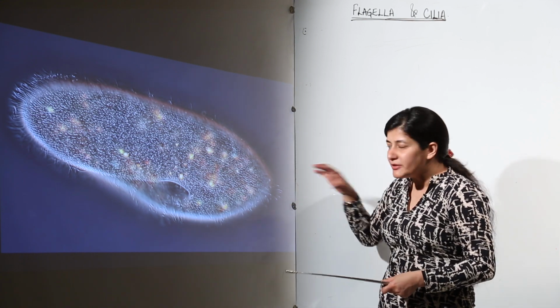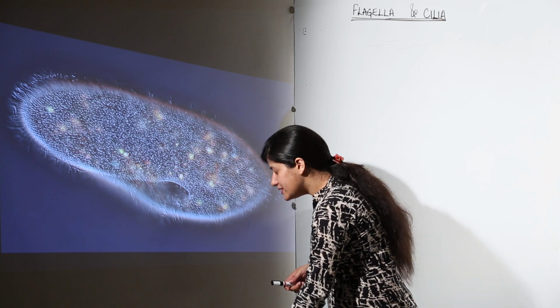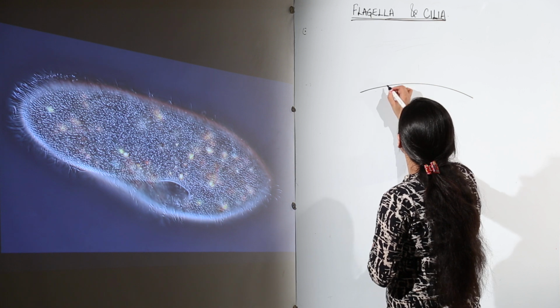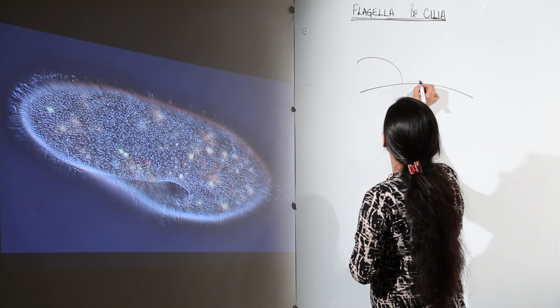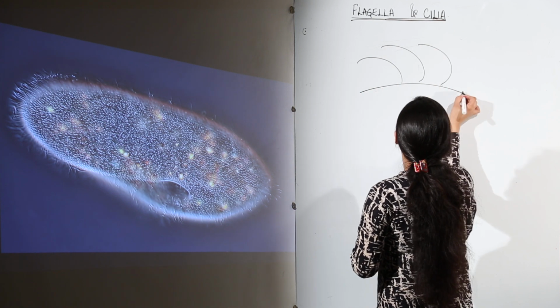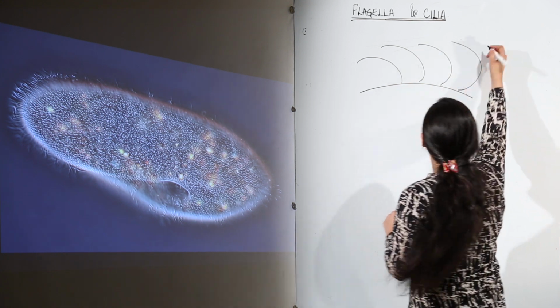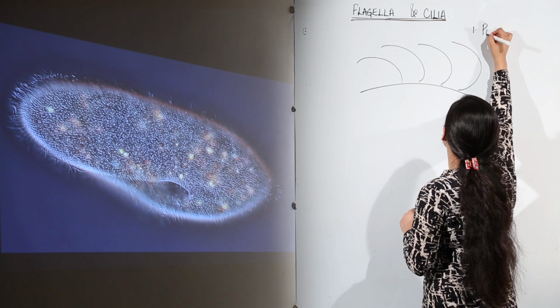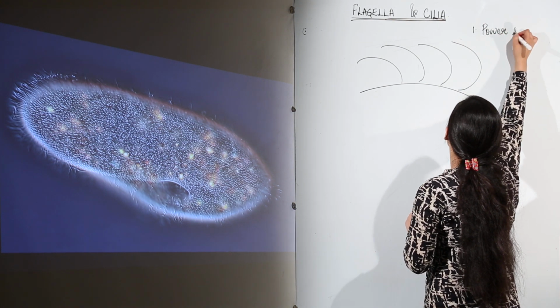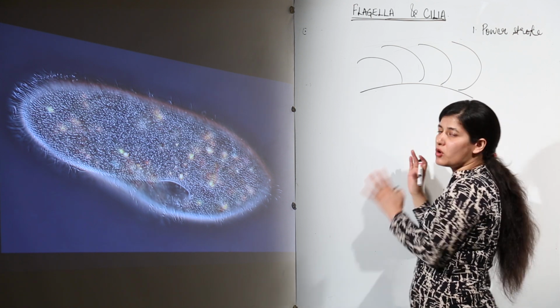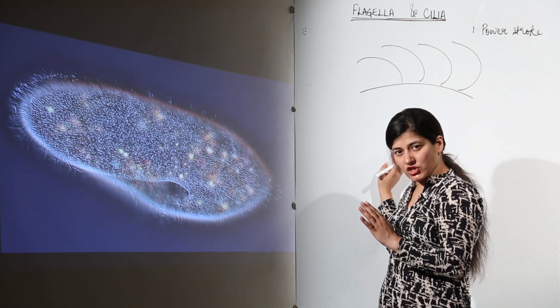So this is what happens in the case of cilia as well. Supposedly this is the free surface and there are these cilia which are present. So cilia accomplish their movement in two strokes, the first one being the power stroke. The propulsion of the cell forward or backward is brought about by the oar-like functioning of the cilia.